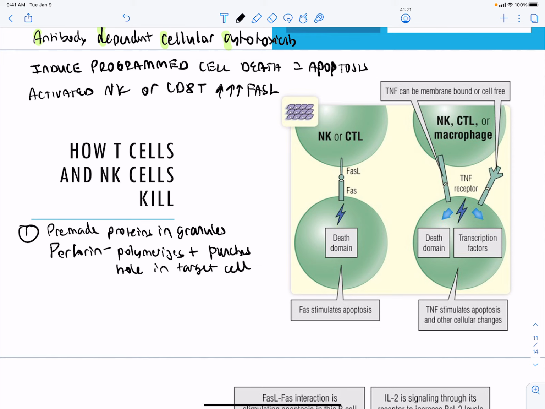And then you have granzymes, which are 3 separate enzymes. But the important thing to know is that they are proteolytic, so they degrade proteins as well as activate caspases.